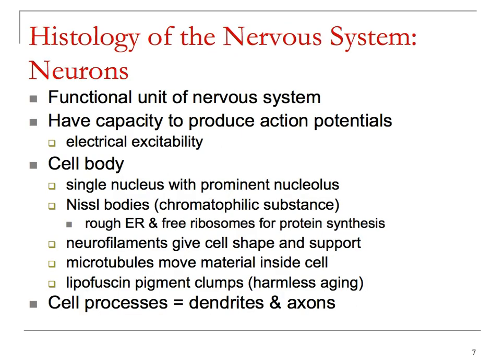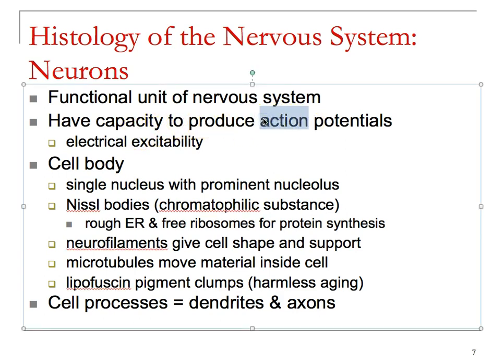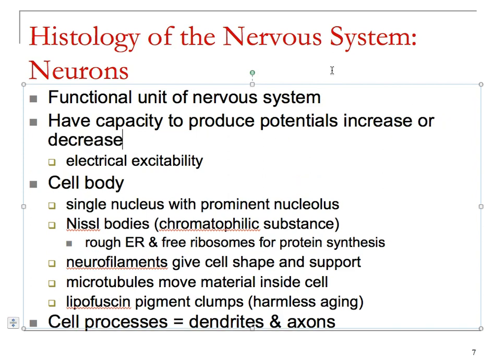When we're looking at the actual neurons themselves, you want to understand that they are excitable. And excitable means that they actually have the ability to produce potentials. Let's just get rid of action potential because that's confusing. And potential just means that they can either increase or decrease charge at the membrane. Okay? And that's what we mean by excitability.